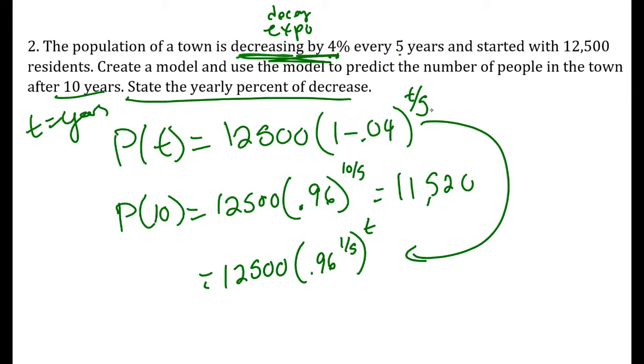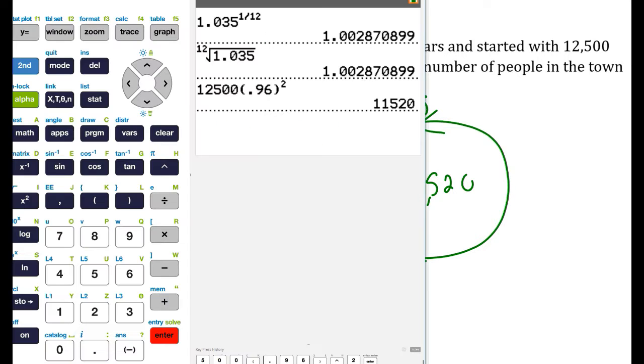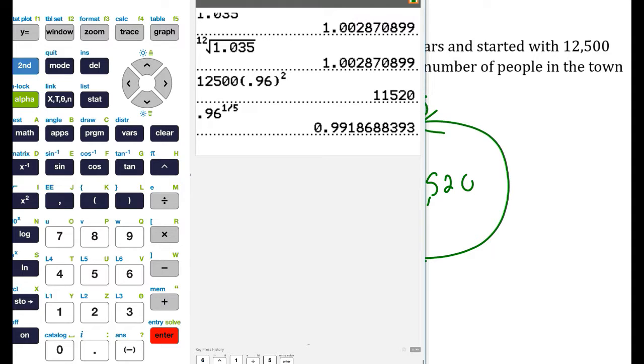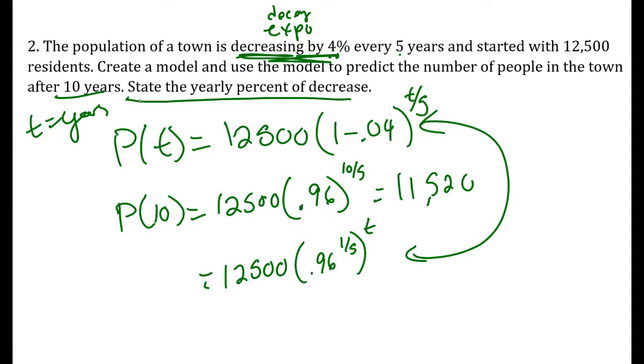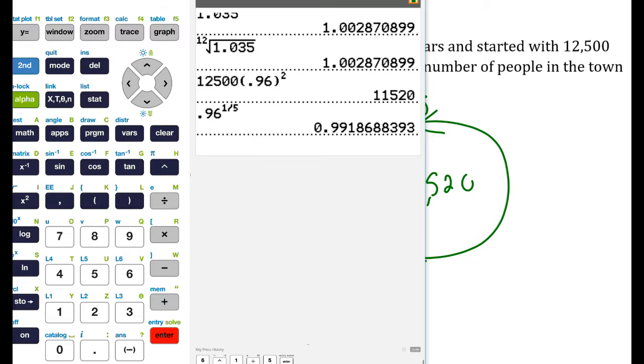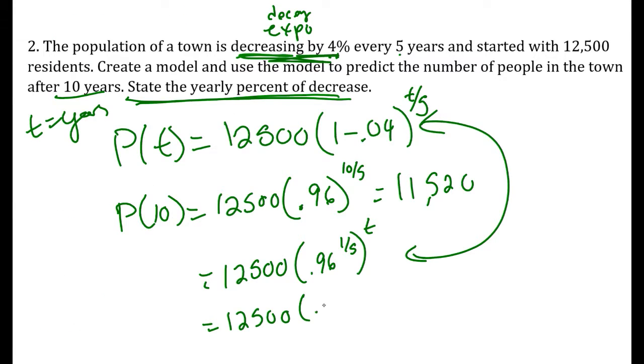These two models are equivalent because I'm just doing the power to a power rule. I'm doing 0.96 to the 1/5 instead of t over 5. I'm going to do the 1/5 first. If I wanted to type in the 1/5, I can literally type in the 1/5, or I could take the 5th root. So what's the yearly percent of decrease? Well, the model becomes 0.99187 to the t.